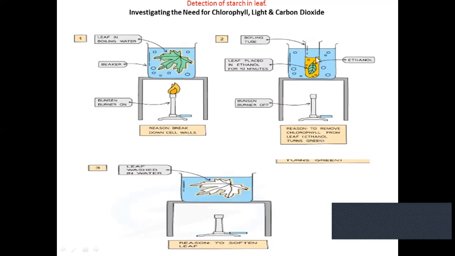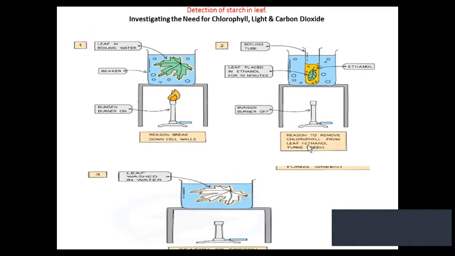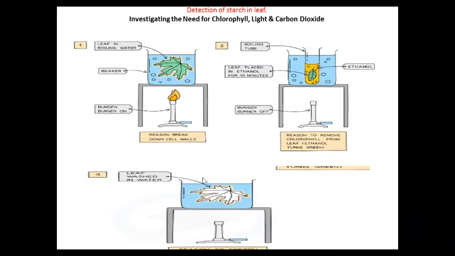So if you keep the leaf in alcohol, ethanol, then the chlorophyll, that is the green pigment, is to be removed. After that, number 3, in the third step, what's going on? The leaf is washed in water. After that, the leaf is to be washed in water, and then the next step.